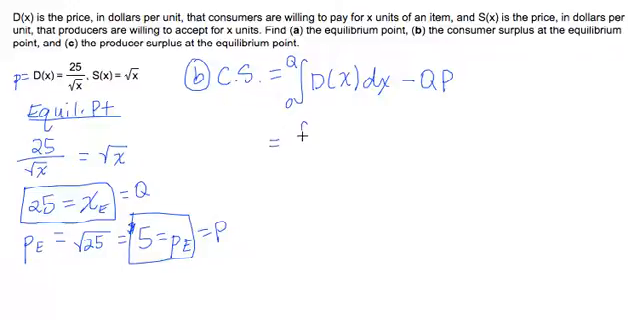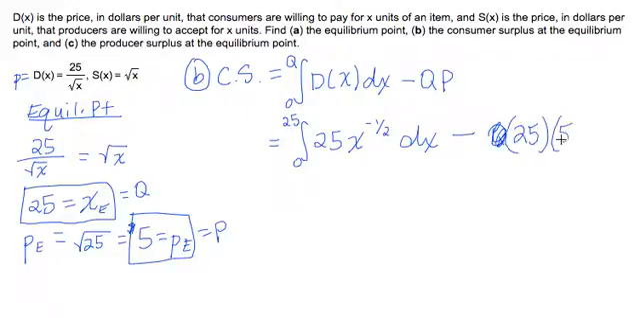So our setup is the integral from 0 to 25 of the demand function d of x, and we'll just go ahead and write it as 25 times x to the negative a half dx. That's the end of the integral. Then after we do the integral, we subtract QP, the product, 25 and 5, so 25 times 5.